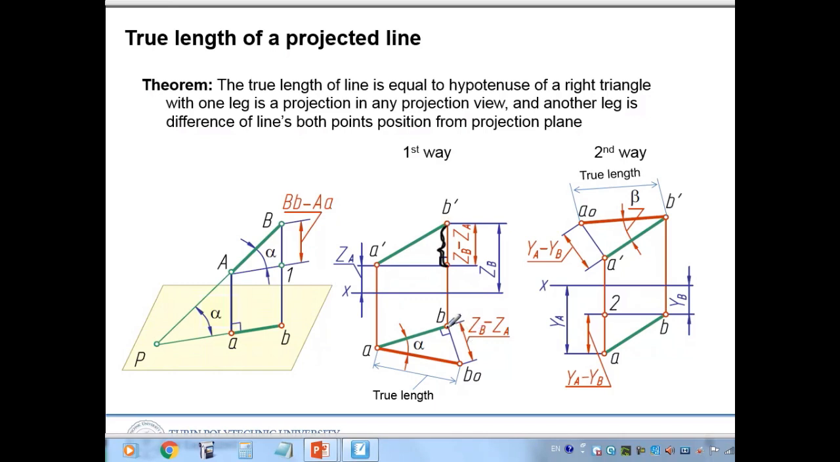Then in another projection, we need to make a 90-degree line. So we will make this line. The green things are given, so we have to find the red one, the 90-degree line, which is perpendicular to the green one. Then put that distance here, find this B0 point, and from the other end, the A point, make the red line. And this one is the true length.